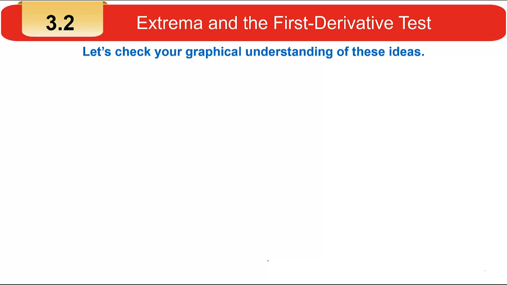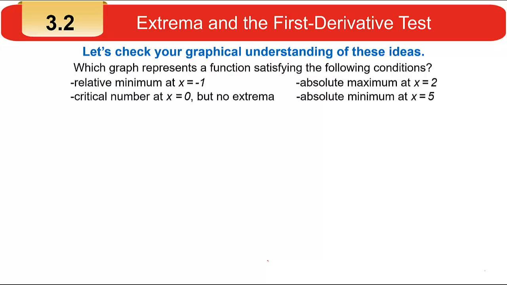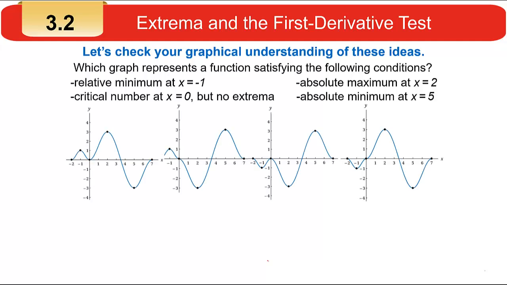This is a problem that you might see on your homework, something similar to this. And I just want to go through and show you how you can think this through. This problem gives you some conditions on a graph, and they want you to pick the graph out of the list of possible graphs that satisfy these conditions. So the conditions are, there's a relative minimum at x equal minus 1. There's a critical number at x equals 0, but no extrema. In other words, no max or min. There's an absolute max at x equal 2. There's an absolute minimum at x equal 5. And here are the 4 graphs that you have to choose from.